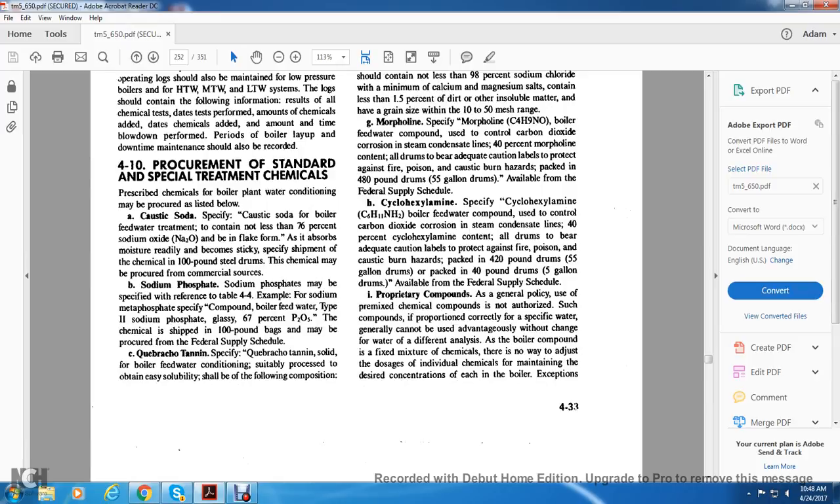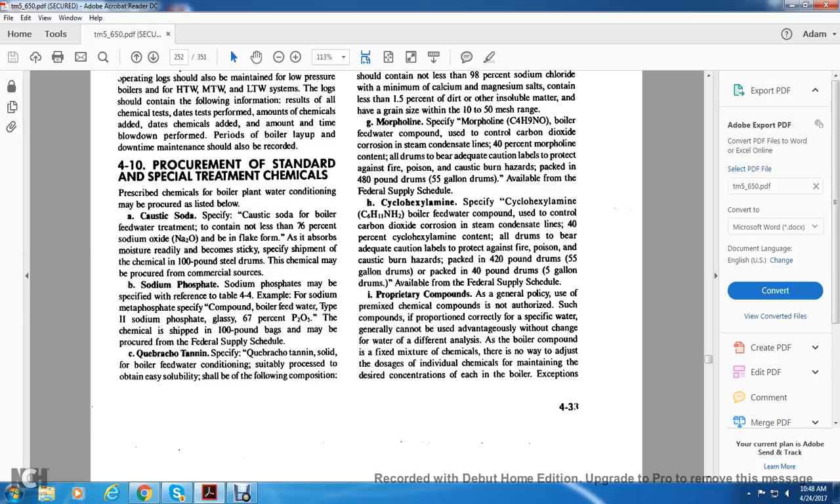Morpholine. Specify morpholine, C4H9NO, a boiler feed water compound used to control carbon dioxide corrosion in steam condensate lines. 40% morpholine content. All drums should carry an adequate caution label to protect against fire, poison, and caustic burns. Hazardous. Packed in 480-pound drums; 55-gallon drums are available from the Federal Supply Schedule.